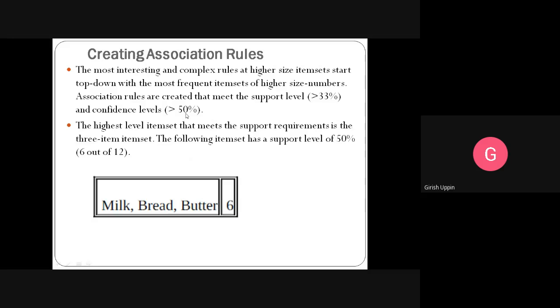The highest level item set that meets the support requirement is a 3 item set. The following item set has a support level of 50%, that is 6 out of 12.